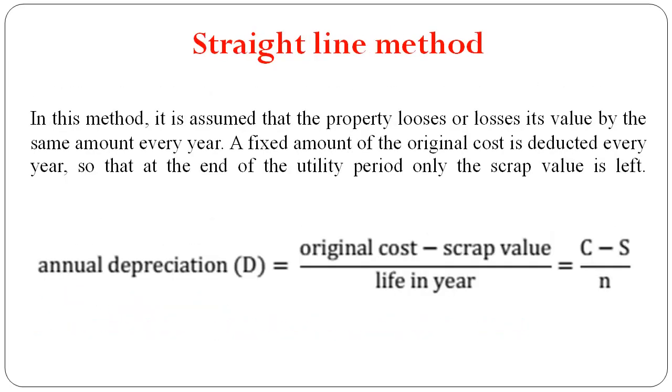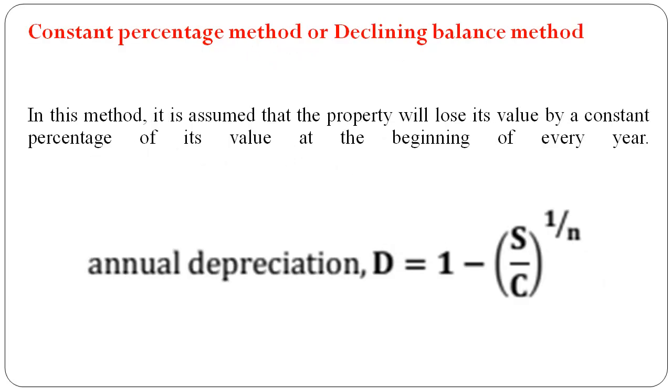Straight line method. In this method, it is assumed that the property loses its value by the same amount every year. A fixed amount of the original cost is deducted every year, so that at the end of the utility period only the scrap value is left. Constant percentage method or declining balance method. In this method, it is assumed that the property will lose its value by a constant percentage of its value at the beginning of every year.